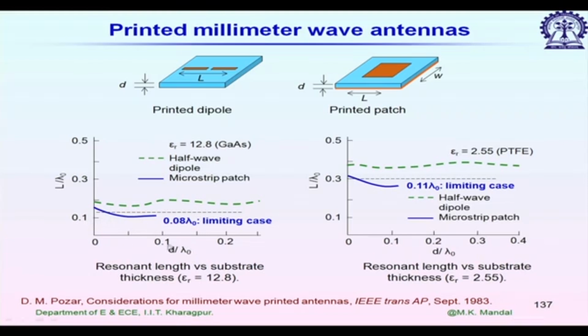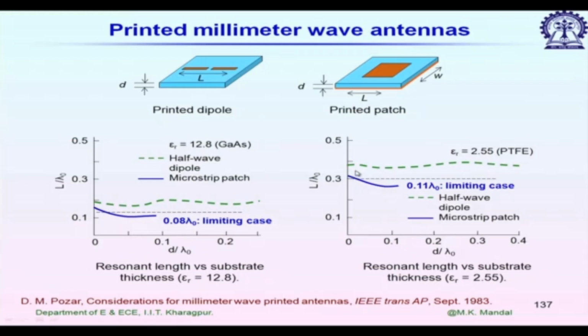When d by lambda naught is very small, we do not have any surface wave mode as such, but as d increases, we have more and more surface wave mode excitation, and power is lost to surface wave. After 0.08 lambda naught, we can't identify any resonance, the patch is not radiating at all, almost all of its power is lost to surface wave. Now, if I decrease epsilon r, what do we expect? At least we can increase this limit.